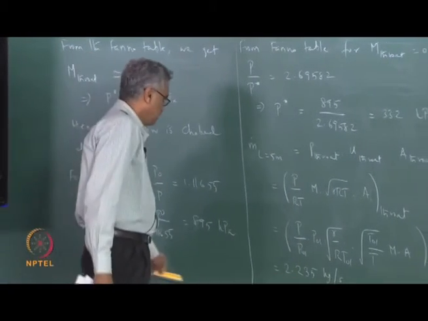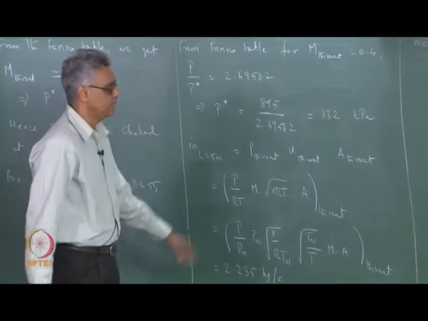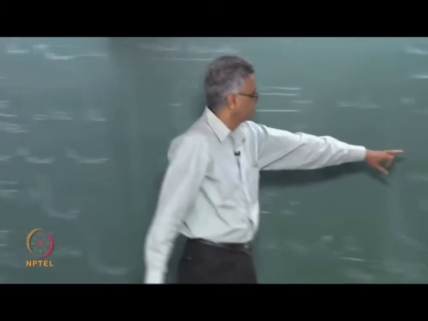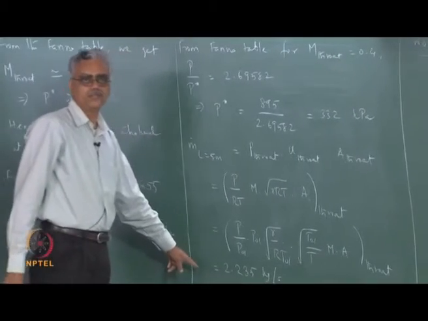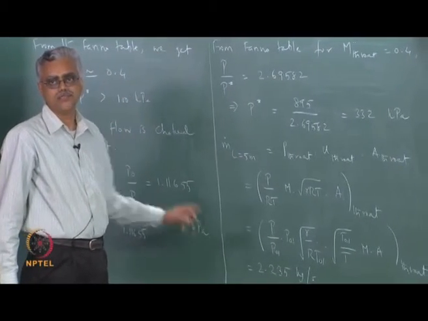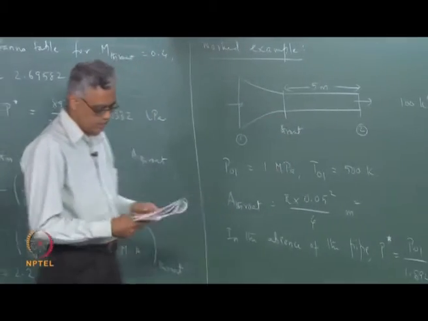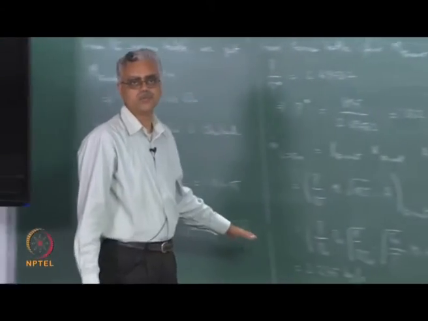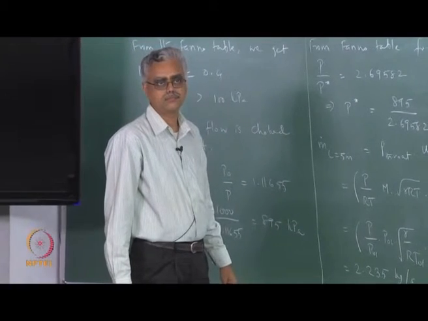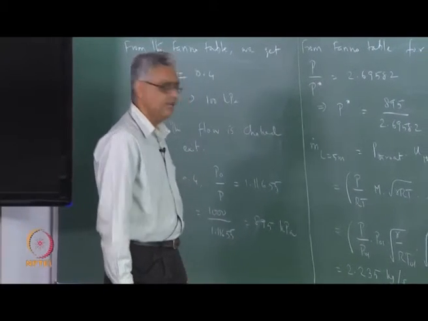So, you can see that the mass flow rate because of the duct has reduced from 3.54 kilogram per second to a value of 2.235 kilogram per second. So, if I add a 5 meter pipe to the end of the nozzle, the mass flow rate reduces by about 37% approximately. Any questions or doubts?